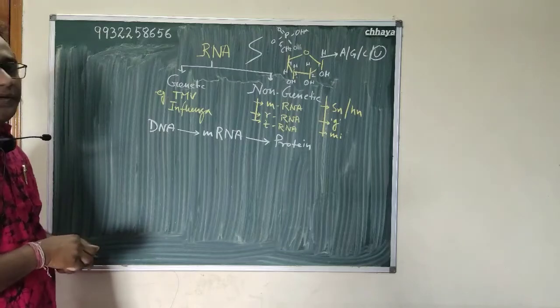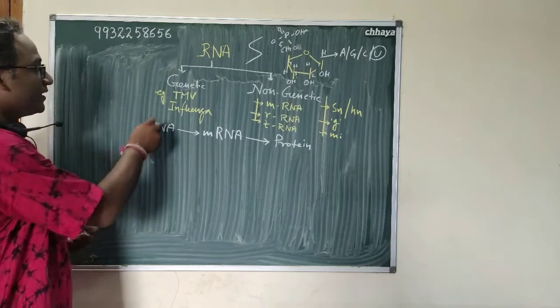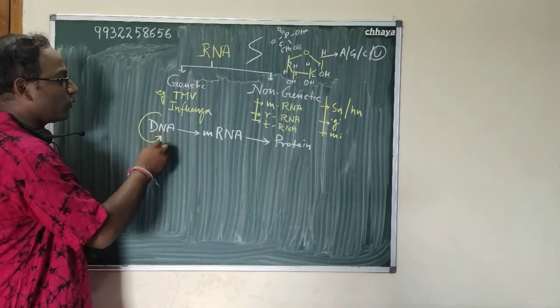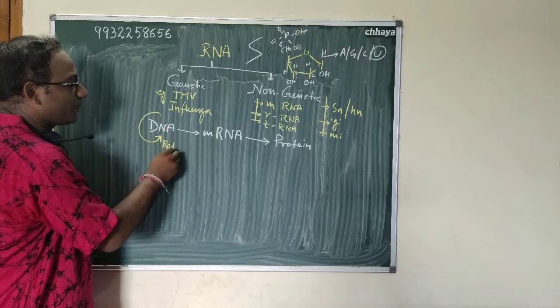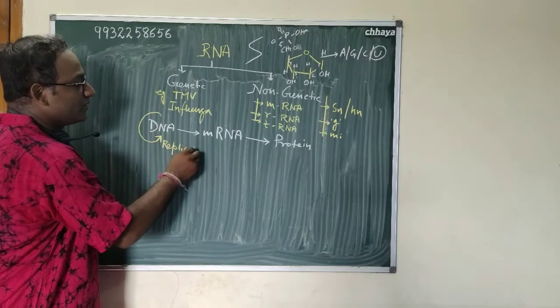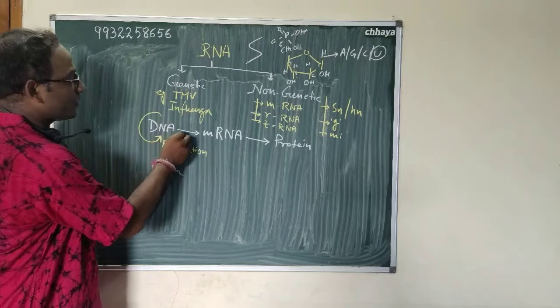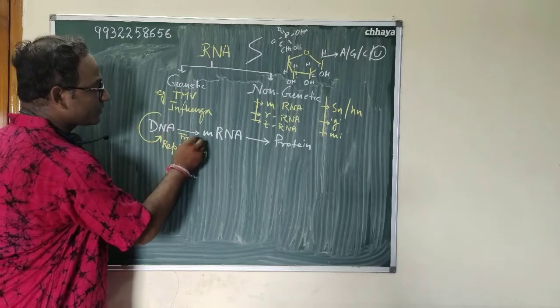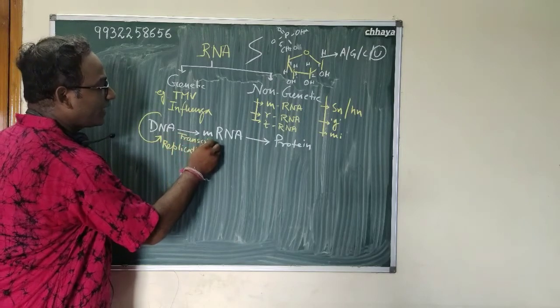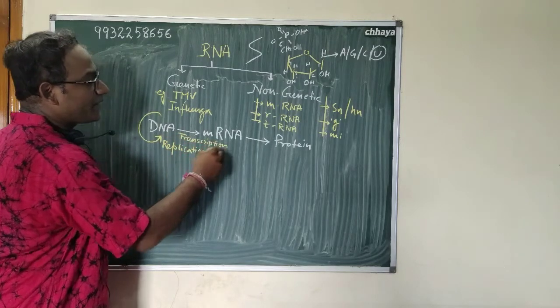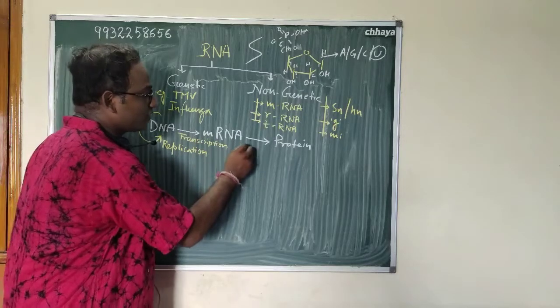So DNA has three properties. The first property is that DNA synthesizes its own copy. That process is known as replication. The second one, DNA synthesizes mRNA. That process is known as transcription. And the third one, mRNA is converted to protein, and that process is known as translation.